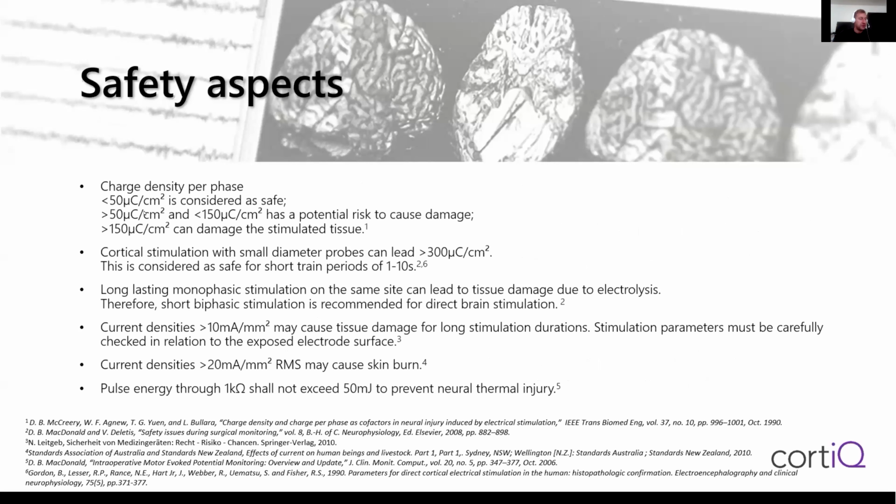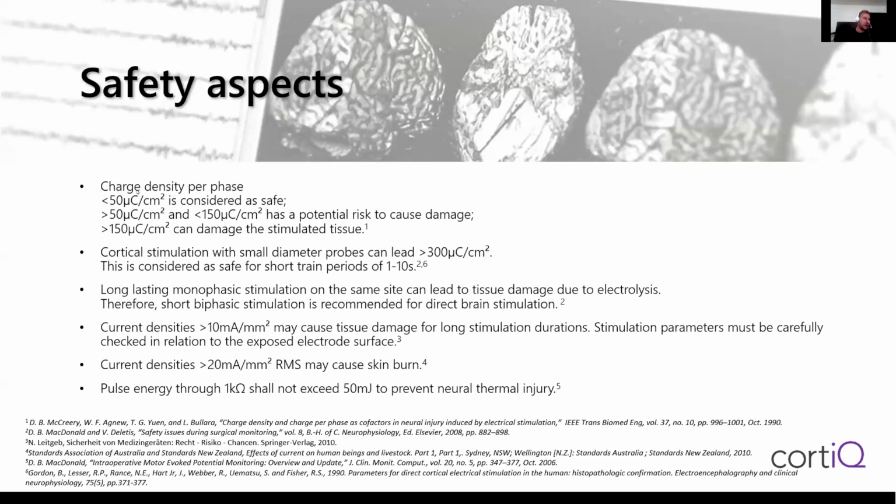In terms of safety, it's important that the charge that we inject is not too high, because otherwise we can kill the neural tissue or at least damage it. The most important safety parameter that we can set is the charge density per phase. You have to understand that the phase duration and the current build a rectangle, and the area of the rectangle is the absolute charge.